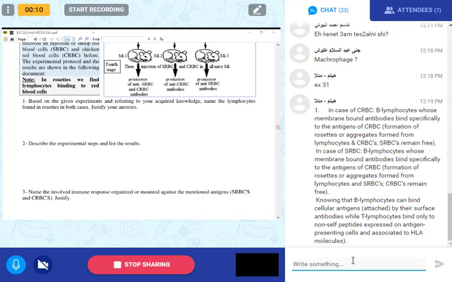Knowing that B lymphocytes can bind cellular antigens attached by their surface antibody, while T lymphocytes bind only to non-self peptides expressed on antigen-presenting cells and associated to HLA molecules.